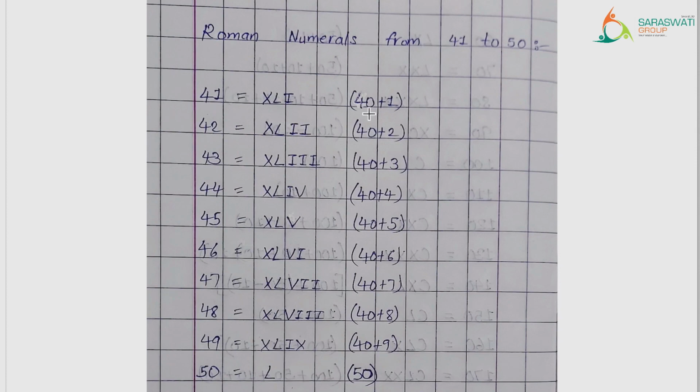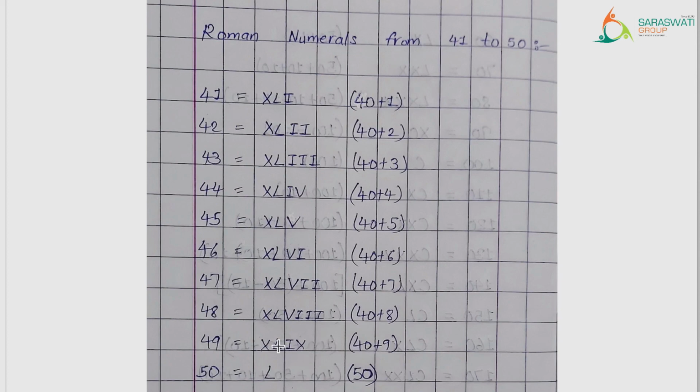So 41 is equal to 40 add 1. So XL followed by I. 42 is equal to 40 add 2. XL followed by I repeated 2 times. Then 48 is equal to 40 add 8. So XL followed by Roman numeral for 8. That is V followed by I repeated 3 times. V is 5 and this is 3. So 5 add 3 is 8. तो ये 8 के लिए रोमन न्यूमेरल है. Then 49 is equal to 40 add 9. So XL 40 के लिए रोमन न्यूमेरल and then 9 के लिए रोमन न्यूमेरल है I followed by X.